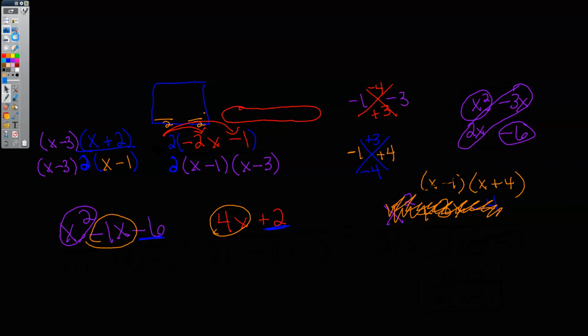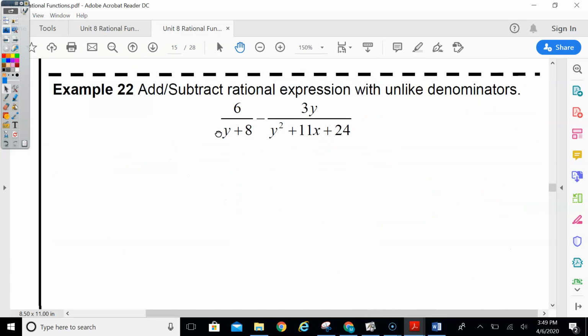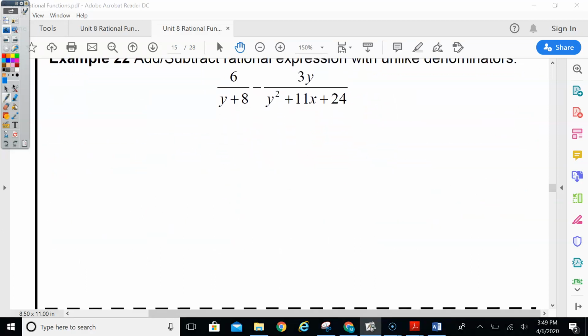So if you look at example 22 here. This is more like what we're going to see. Over here we have x plus 8. And then for this one, we're going to have to factor this one with an x. So 24. Actually, this should be a y. They're all y's. And then 11 goes up here. So factors of 24 that add to 11. 24 is 1 and 24, 2 and 12, 3 and 8, 4 and 6. And which ones add to 11? 3 and 8. So positive 3 and positive 8.